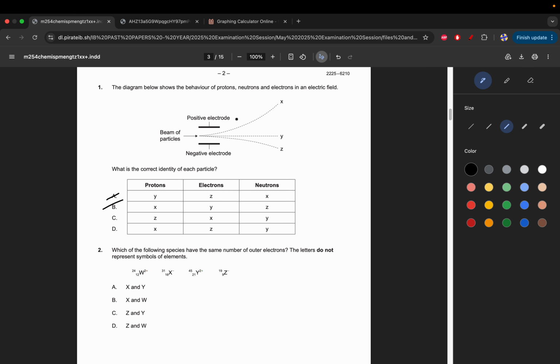And then we'll see that X is deflected in the direction of the positive electrode, so it's got to be a negative charge, and it's got to be an electron. So the answer choice is C.